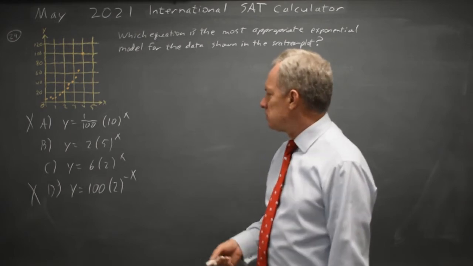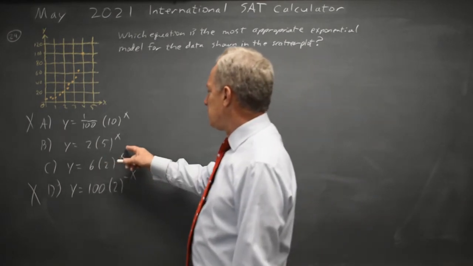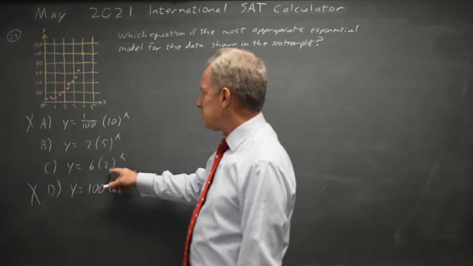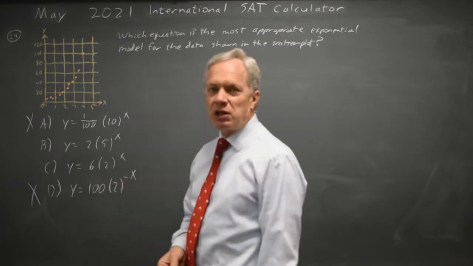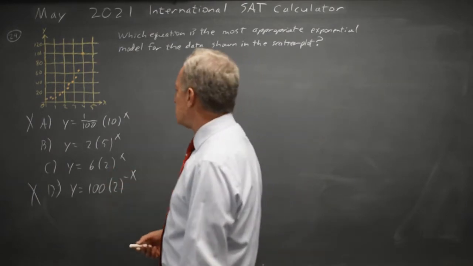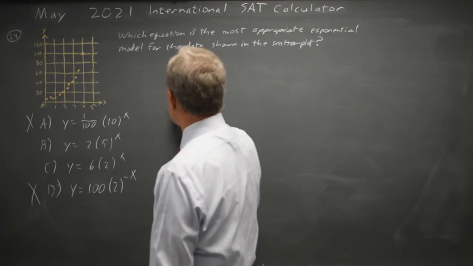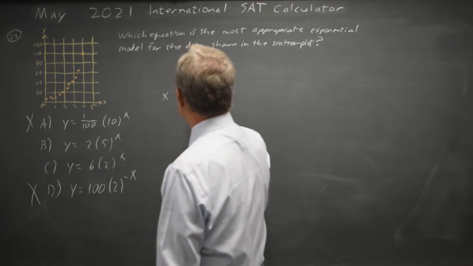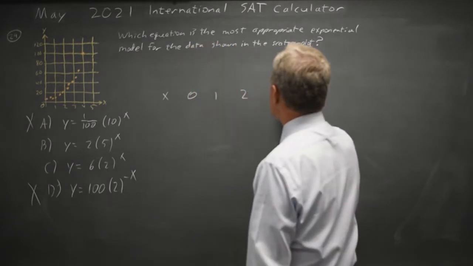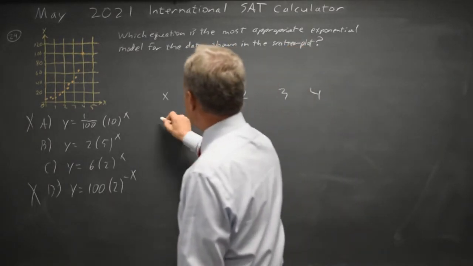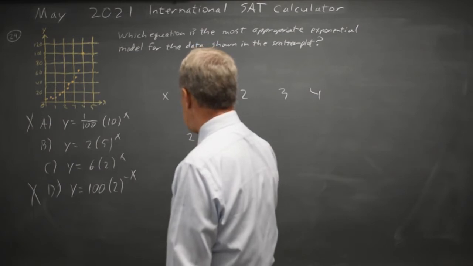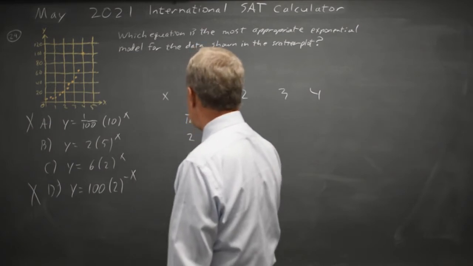Let's try choice B. At x equals 0, I get 2. Choice C, x equals 0, I get 6. They're both plausible, but neither one is obviously right or wrong. Let's take a look at x equals 0, 1, 2, 3, 4. I got 1 over 100, 2, 6, and 100.